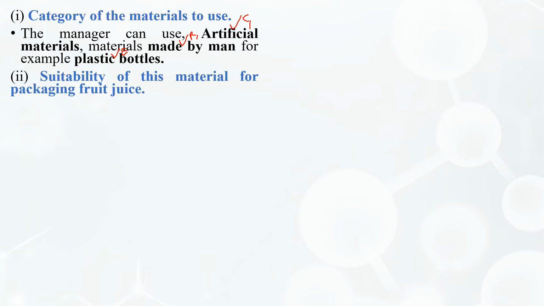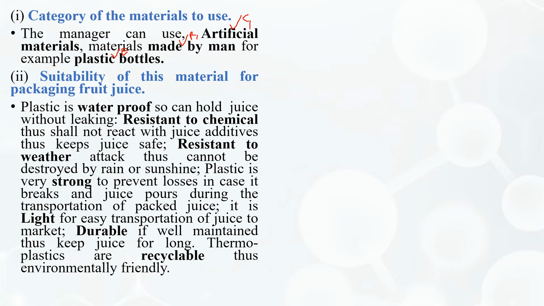Let's look at part 2. Part 2, they are asking the suitability. What makes plastic a very good material to perform its work? And they're saying these are the points. Number 1, they're saying that plastic is waterproof. I think that is the first property. So it can hold juice without leaking.